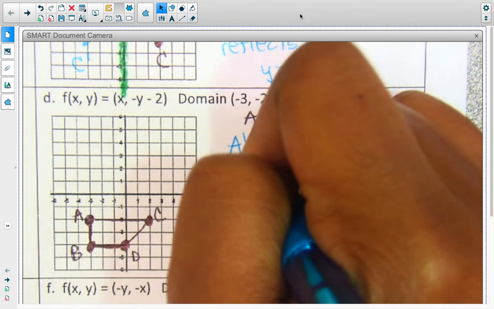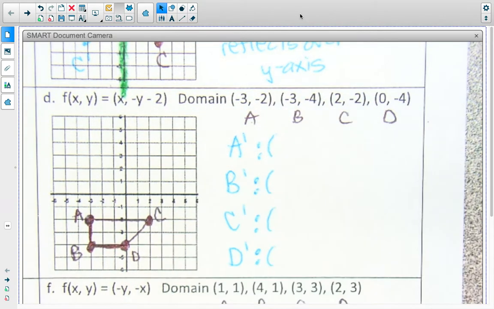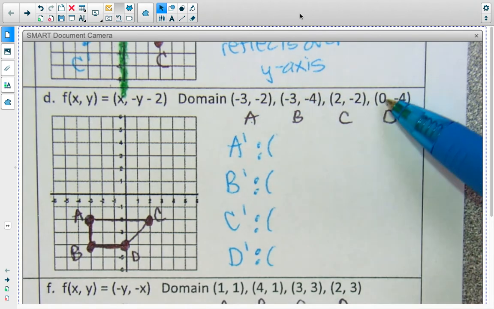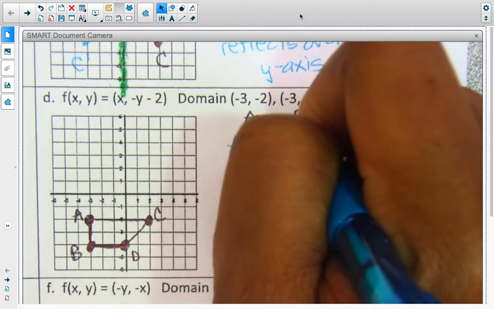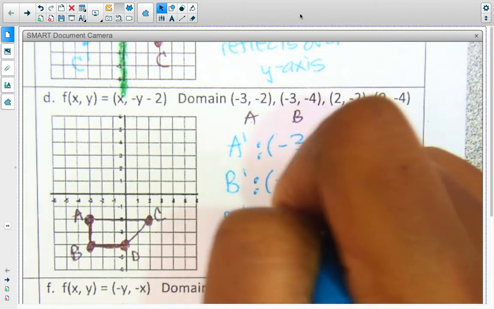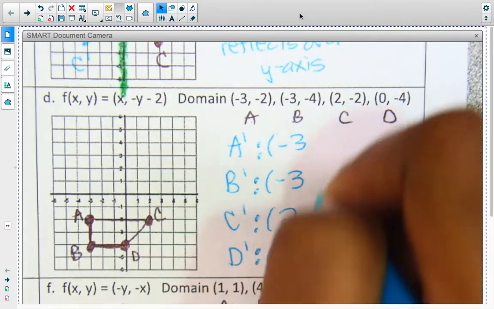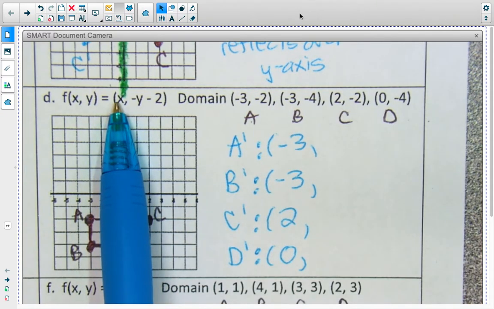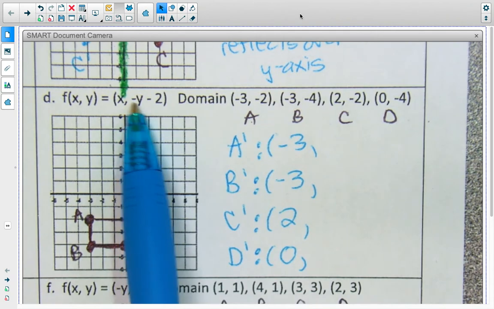So I'm going to go ahead and fill in all the x values since I know they stay the same. I'm not going to be changing the -3, the 2, or the 0. So I'm going to keep -3, keep -3, keep 2, keep 0. So those are not changing because my rule says to keep it. So now I have -y minus 2.